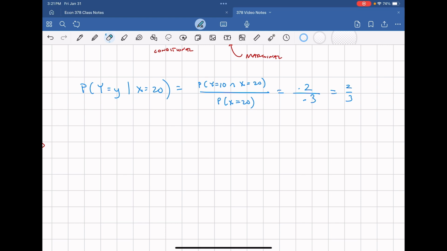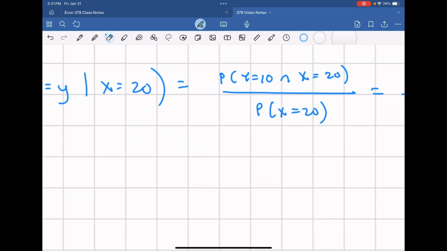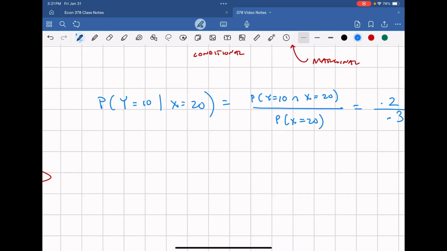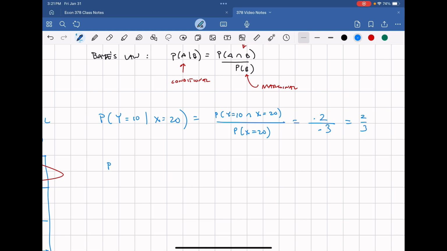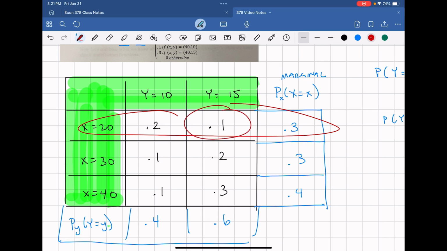And we should also make note that we should change this value to also be 10. And so we could then find the next one, the probability that y is equal to 15, given that x is equal to 20, equals the probability that y is equal to 15 and x is equal to 20 over the probability that x is 20. The denominator stays the same, and I look over here and now it's 0.1. When x is 20 and y is 15, we'll get 0.1.